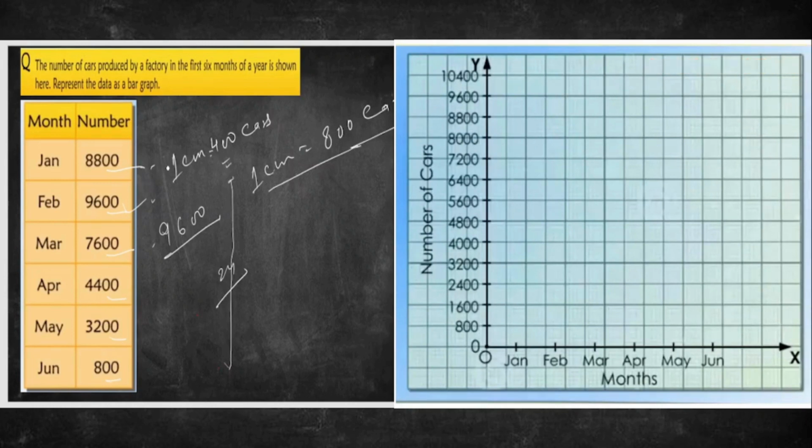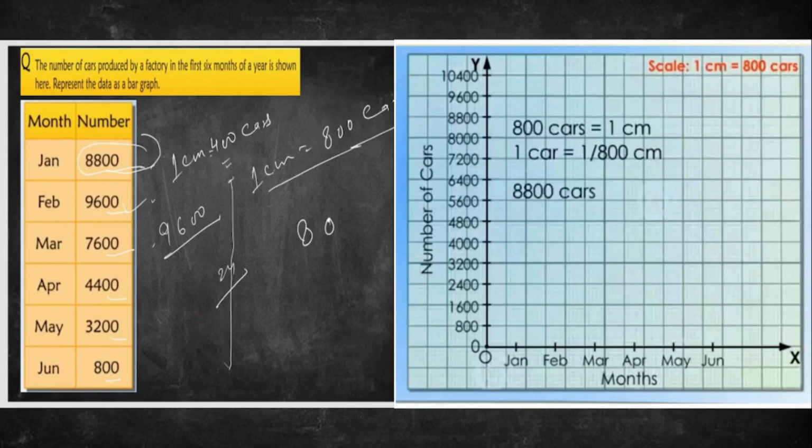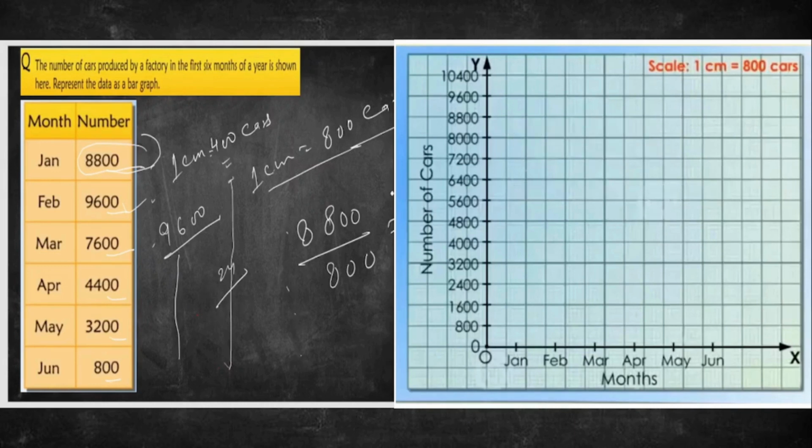Now let's start drawing this. As 800 cars is 1 centimeter, just find out for 8,800 cars how many centimeters you need to take. For 8,800, we divide by 800 and you get 11. So we need to take 11 centimeters to draw 8,800. Or you can see, these are already marked in the graph, so you can directly take from there. Like that we will find for each and every number where these numbers are lying.